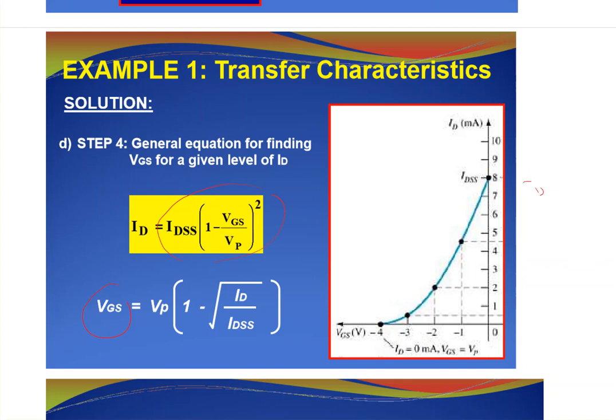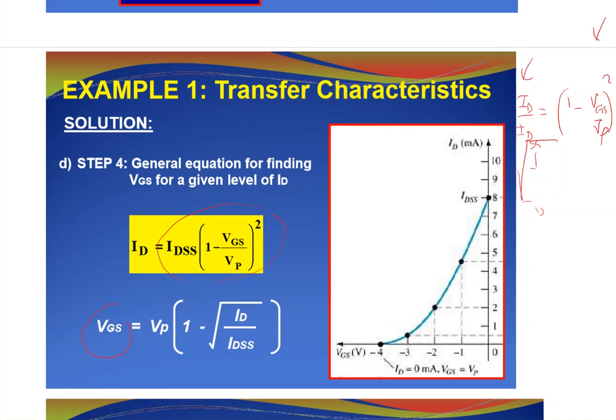It's very simple. All I need to do is first divide both sides by IDSS. So I will have ID over IDSS equals 1 minus VGS over VP, squared. Then I take the square root of this side and of this side. So what I will get is the square root of ID over IDSS is equal to 1 minus VGS over VP, correct?